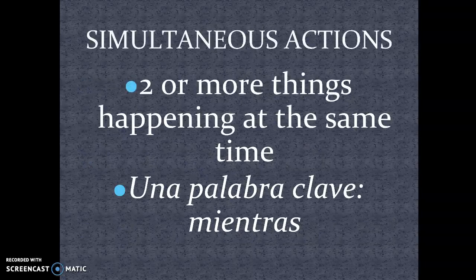Finally, we're finishing up with simultaneous actions. 2 or more things happening at the same time. The big palabra clave or keyword here is mientras, which means while. So if you see mientras in a sentence, it's going to be a good hint for you to use el imperfecto, and that the reason is simultaneous actions.